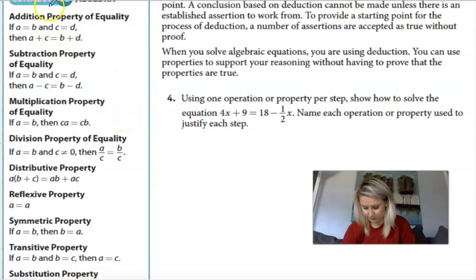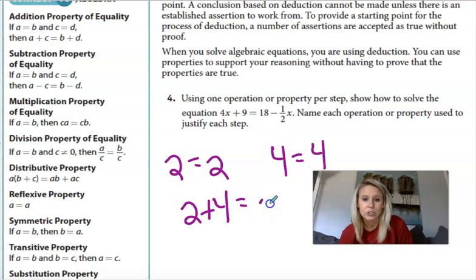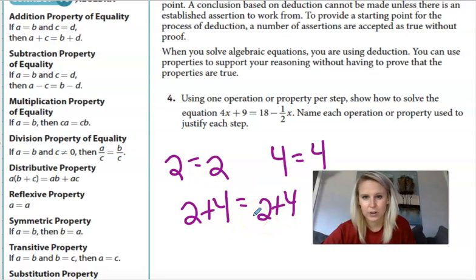So for example, let's say 2 is equal to 2 and 4 is equal to 4. Then 2 plus 4 has to be equal to 2 plus 4. That's all it's saying. They're the same thing on both sides. If I start off with 2 equals 2 and I add 4 to both sides, I use the addition property of equality. Okay, that's kind of what it's getting at.